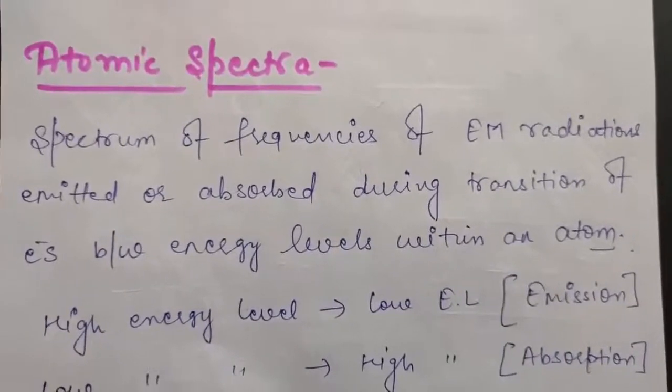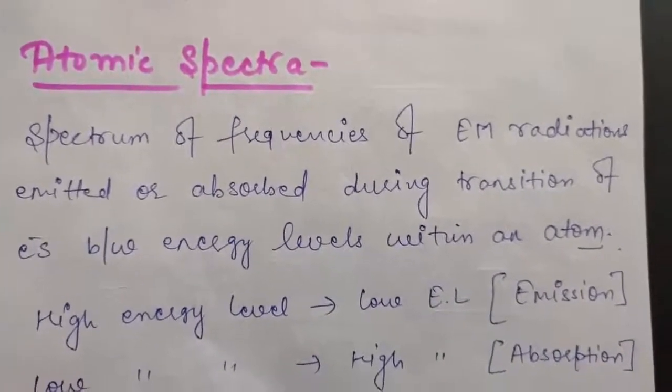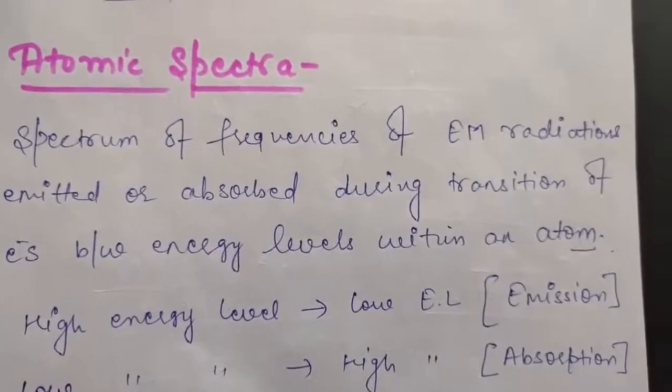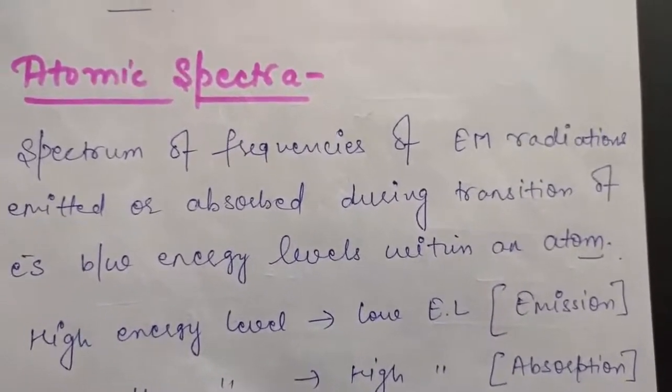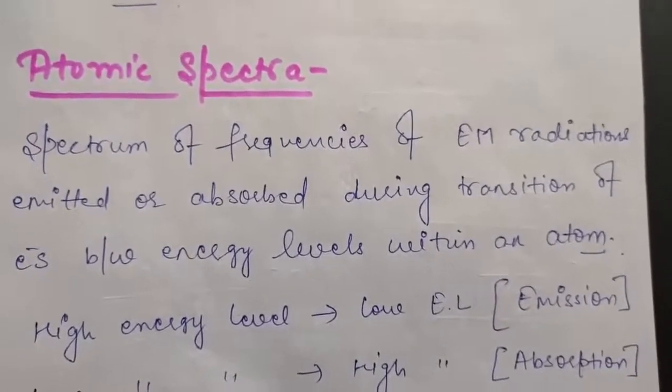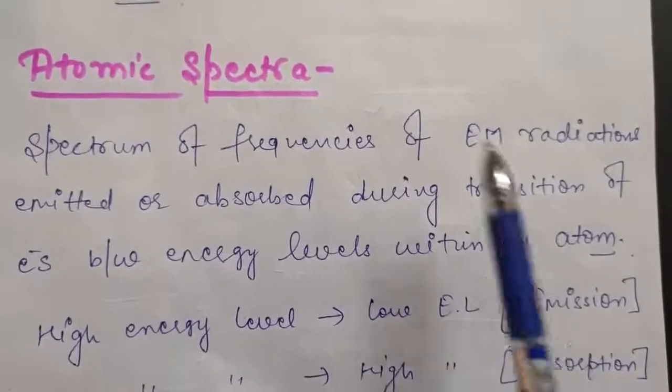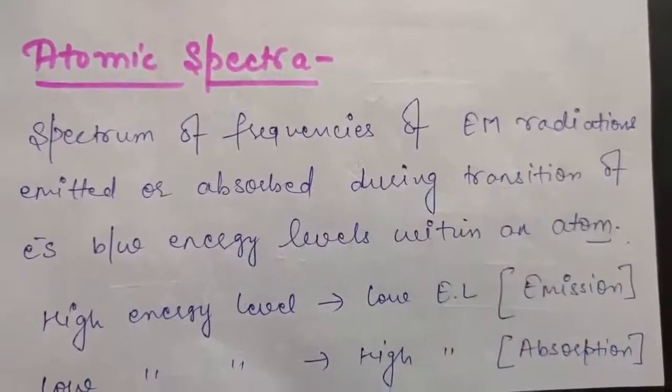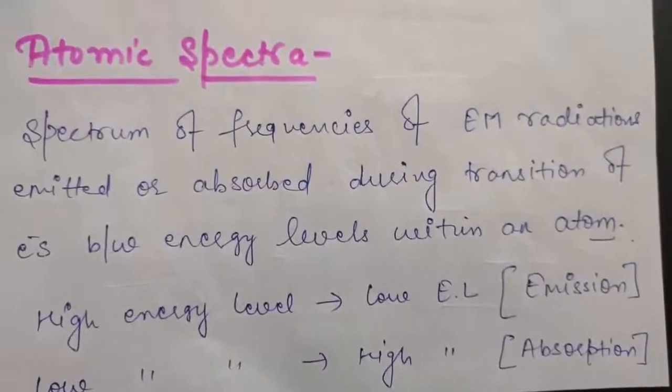That is, see, inside the atom there are various energy levels in which electrons are revolving. So there can be transition of an electron from one energy level to another energy level, due to which it was said that electromagnetic radiations will be emitted, okay, according to Rutherford.